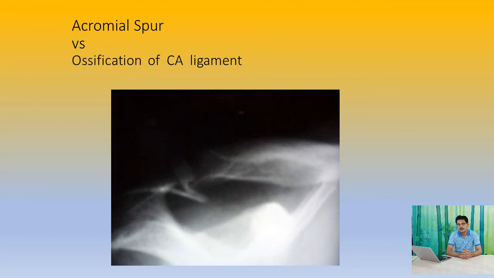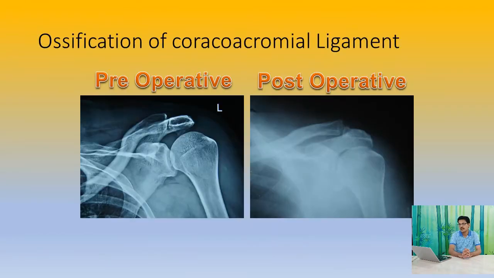Now, acromial spurs must always be looked for, because acromial spur versus ossification of the CA ligament is a common cause of bursal sided tears. This was a case of a diabetic patient, in which we see that not only is there a spur, but the whole of the coracoacromial ligament is ossified, and we need to remove this ossification to actually improve the condition of this particular patient. This is called coracoacromial arch impingement. The whole of the arch is causing impingement on the bursal surface tear.